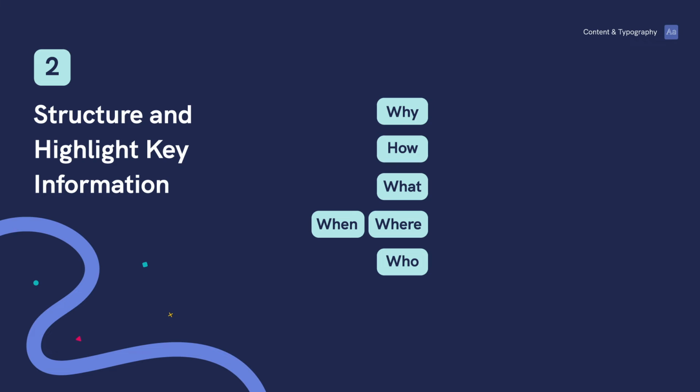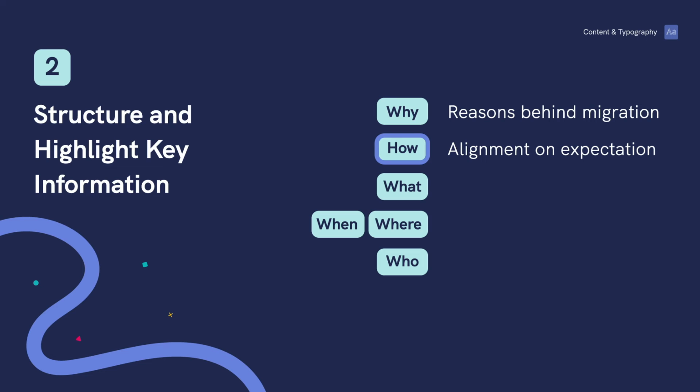So to apply it to our scenario, I will start my presentation with number 1, reasons behind migration. Why are we migrating? Paint the picture. Number 2, alignment on expectation. How do we achieve the above future? What will we do and what won't we do?